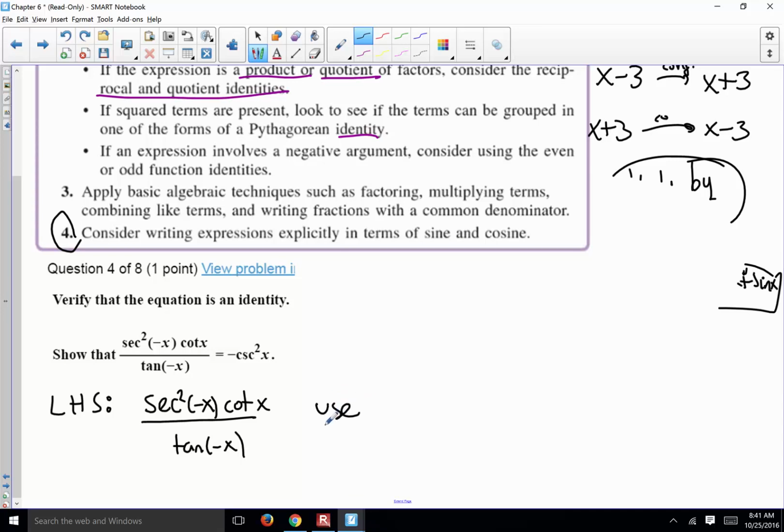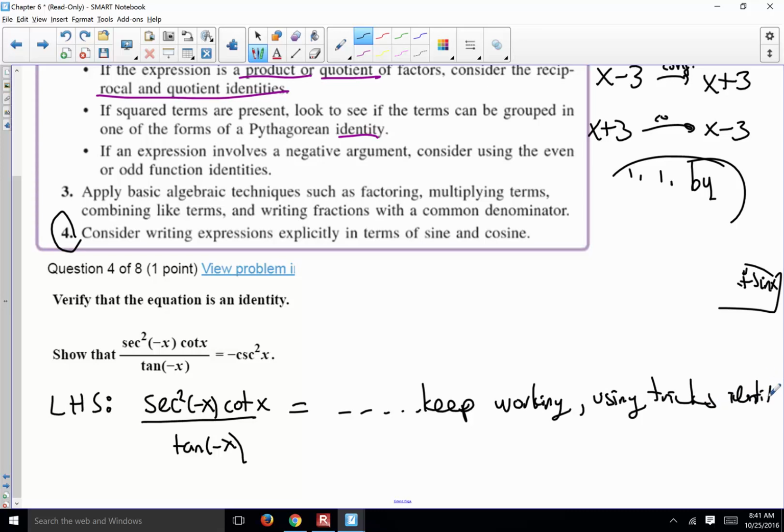Use some, and then keep working, using tricks, identities. I want to see a lot of work here, but when are we over? When are we done? Once you get the right hand side term, minus cosecant square x, which is the right hand side, it's over. Stop.